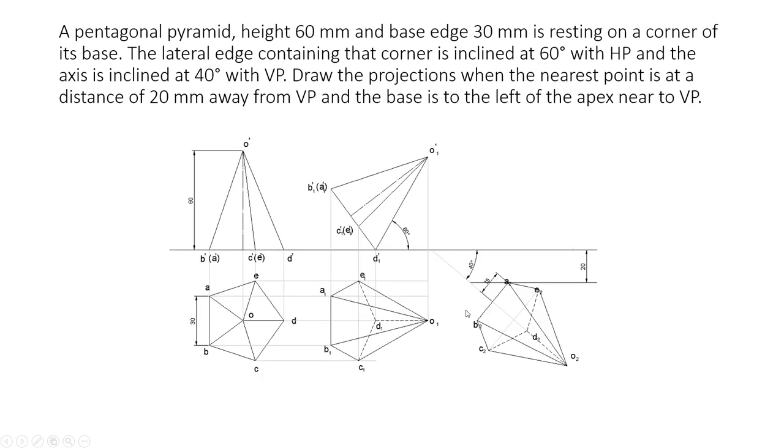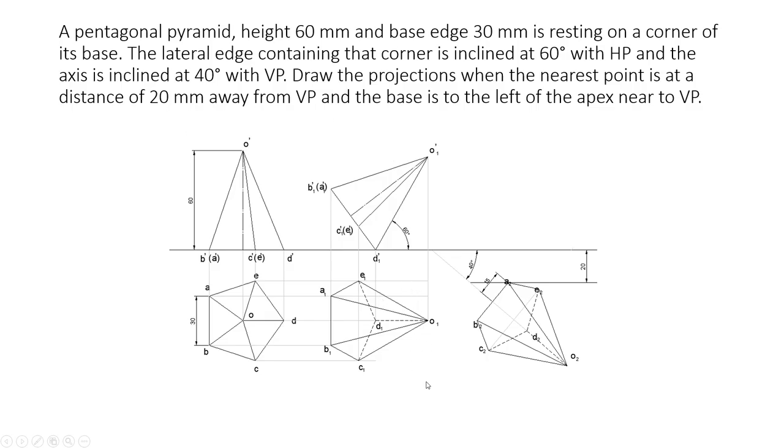So you have to use a chain dotted line to represent those lines, since they are invisible. Now it is given that the axis is inclined 40 degrees with the vertical plane. So that means you want to turn this object at 40 degrees. So draw a line, mark a point and draw a line at 40 degrees. Now also it is given that the nearest point is at a distance of 20 mm away from VP.